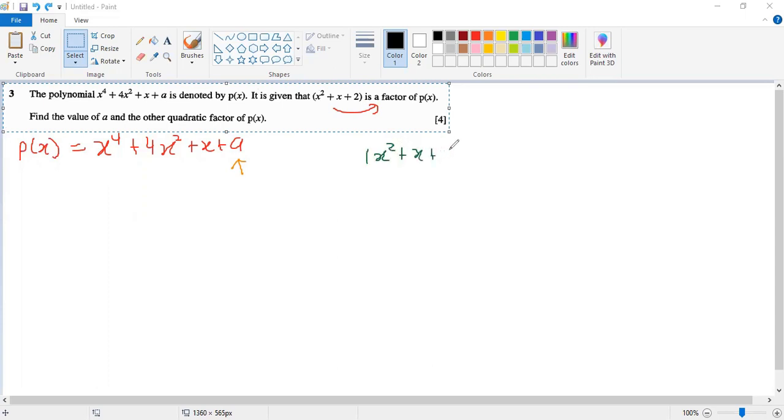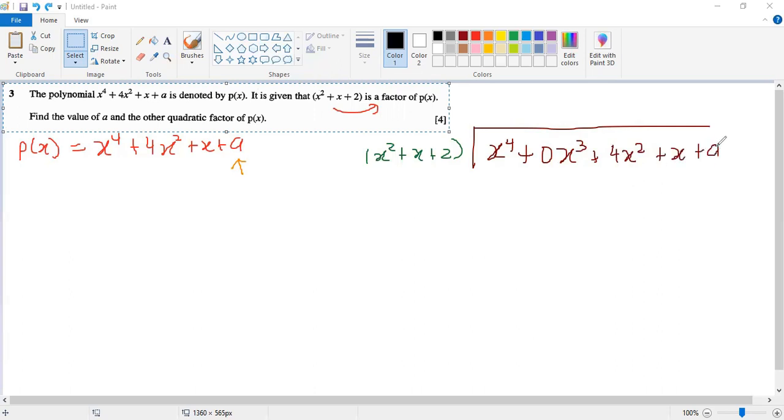So x squared plus x plus 2 is the divisor. The dividend here is this polynomial, which you write nicely as x to the power 4 plus 4. My style of writing is a bit different sometimes: I add the x cubed term with a 0. I follow the order, power 4, power 3 with no term there, so just add a 0. Then x squared, then the x, and then the term without the x, which is the a here.